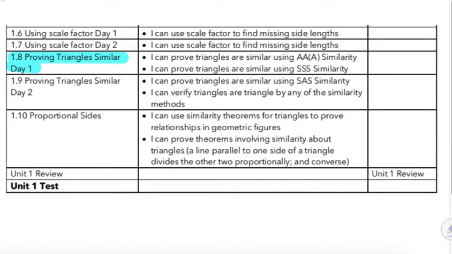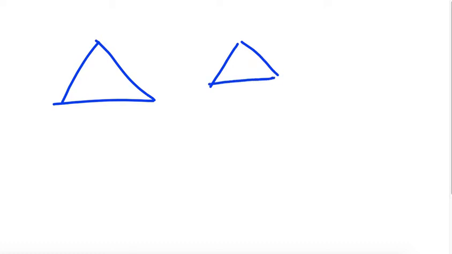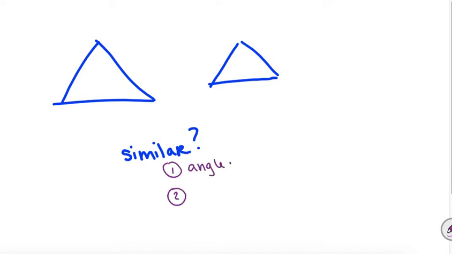So now, what if I'm giving us 2 triangles? And say they look like this. How do I know if they're similar? By definition, we have 2 things that we're checking for. We need angles to be congruent, and we need sides to be proportional.